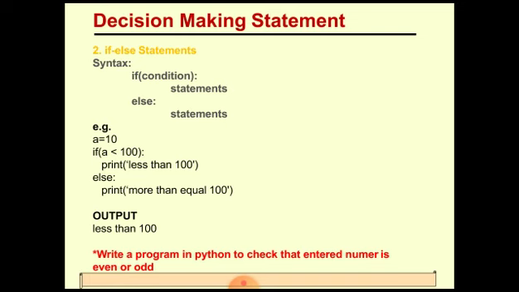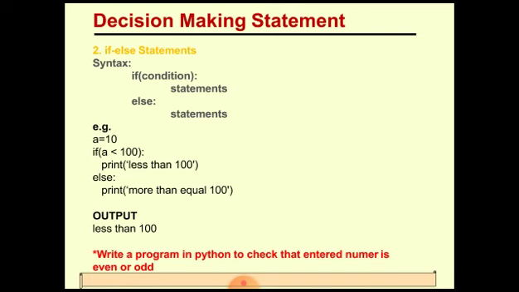Now this is a very simple example you have shown here. A is equal to 10, 10 is assigned here. Now we are checking if A is less than 100. Okay, then we have to print less than 100. Otherwise, what will you do? You have to print more than or equal to 100. This will be printed inside the else block. See, this statement is required to be printed only if the condition is false. If the condition was true, then there was no requirement to print this statement. Okay, so that is why we have put it inside the else block.